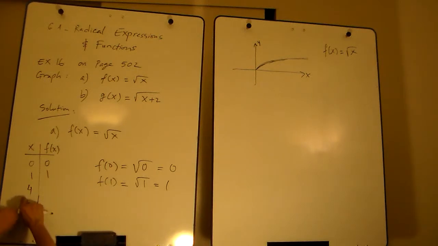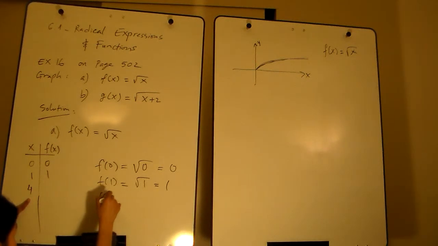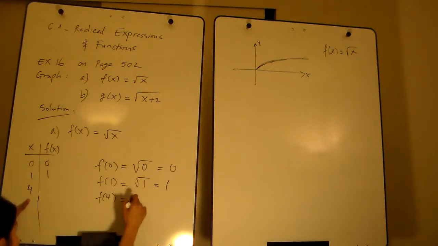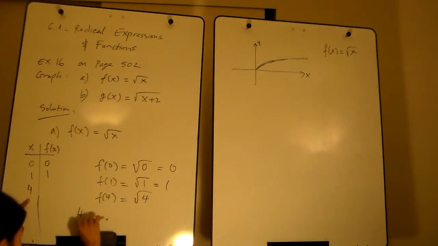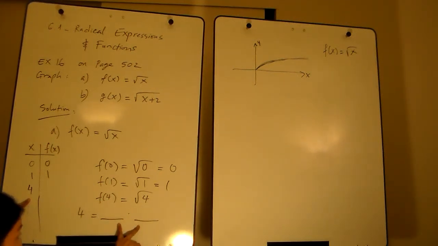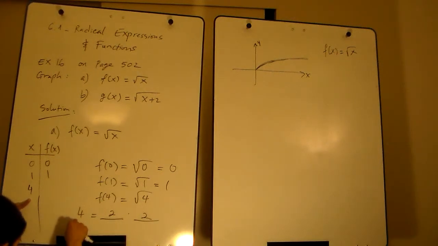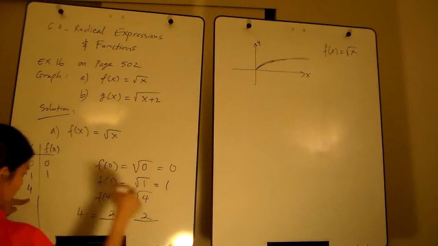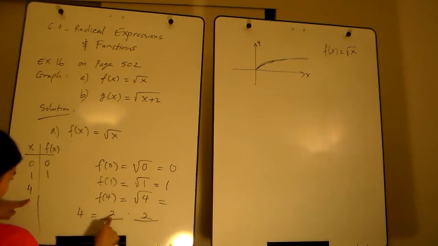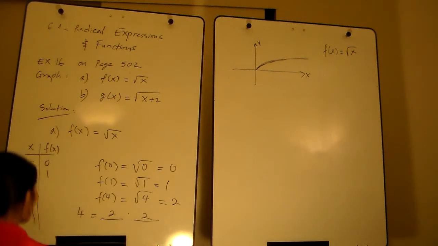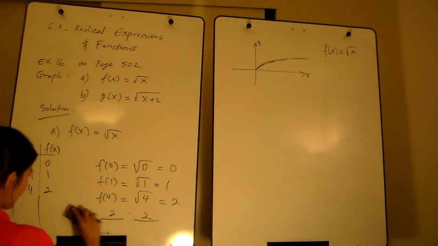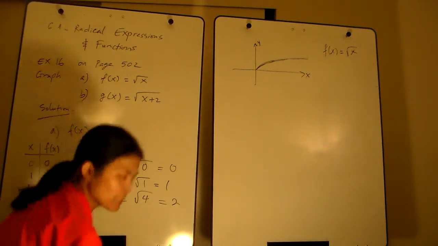Now, think about this. When you find f of 4, meaning square root of 4, the radicand 4 is perfect because you can find the two identical factors, right? What are those identical factors? 2 times 2, equal to 4. So 4 is perfect for this square root function. So square root of 4 is equal to 2. So 2. Now I would say probably 3 points is good enough.